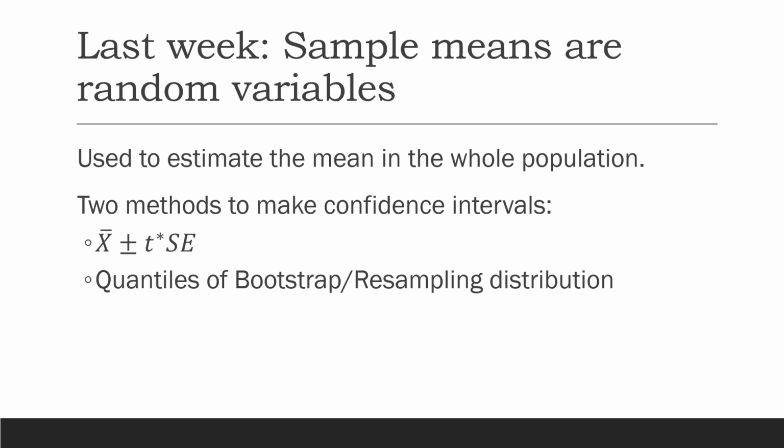We also saw that we could find a confidence interval of the mean by using the quantiles of the bootstrap or resampling distribution, like we had done in Chapter 5.